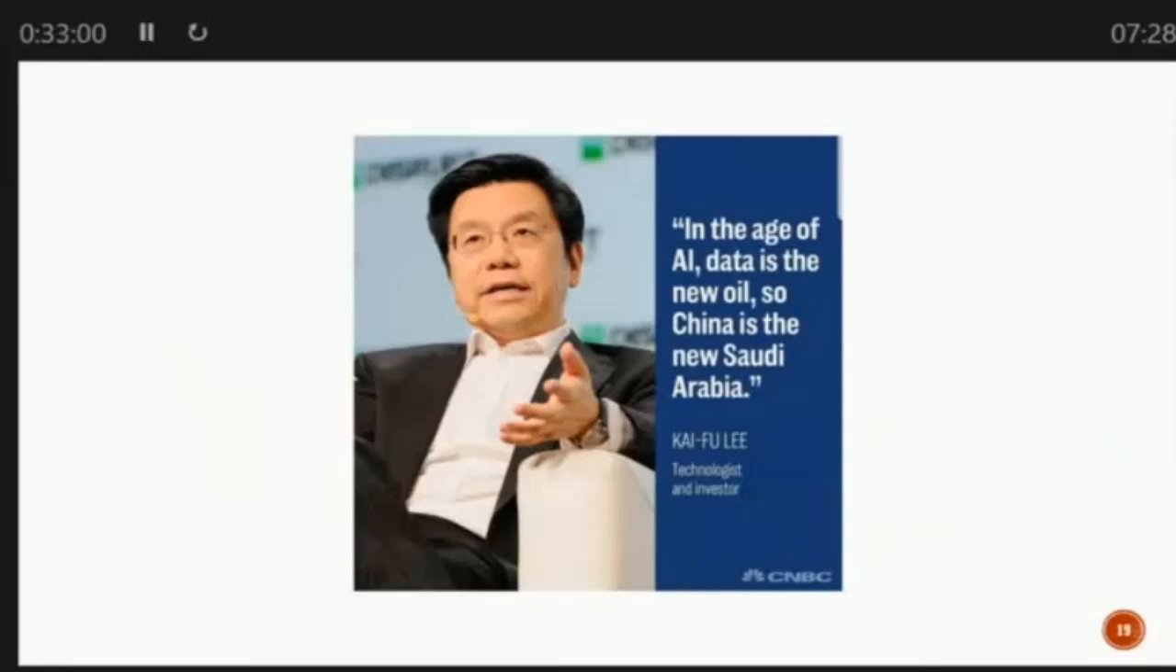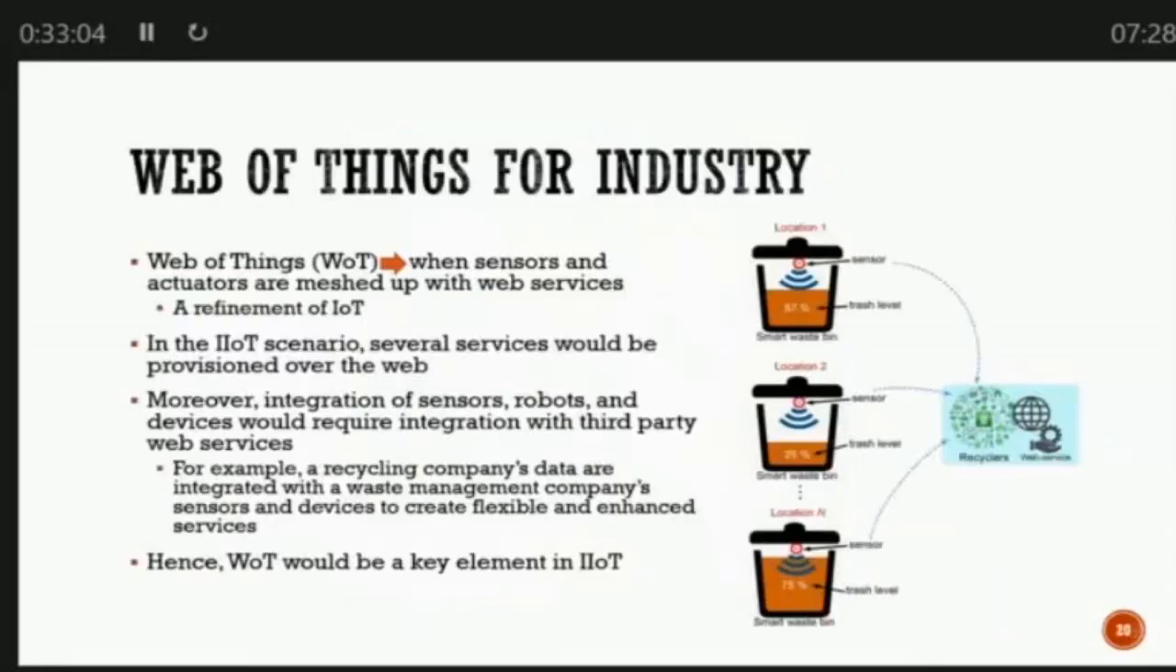So, this is the last component of industrial IoT, another very important component, Web of Things for industry. So, what is Web of Things? We know what is Internet of Things. We know what is Industrial Internet of Things. We know what is cyber physical system. Then what is this new thing, Web of Things?